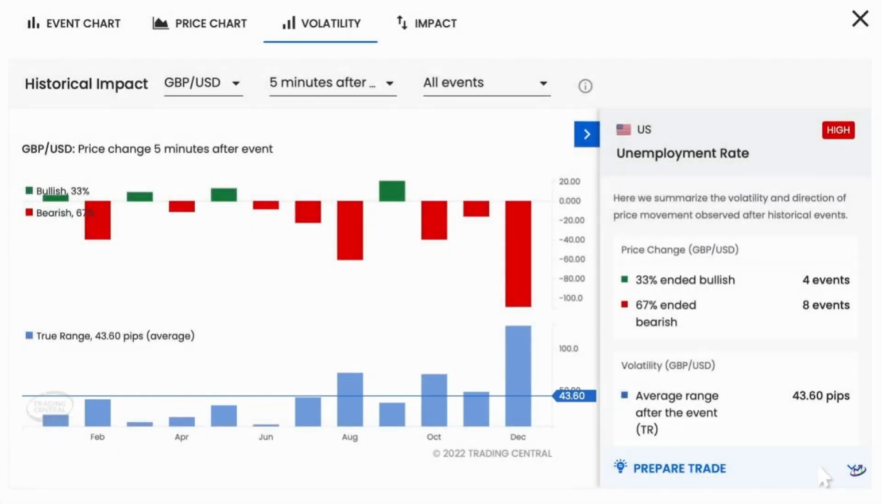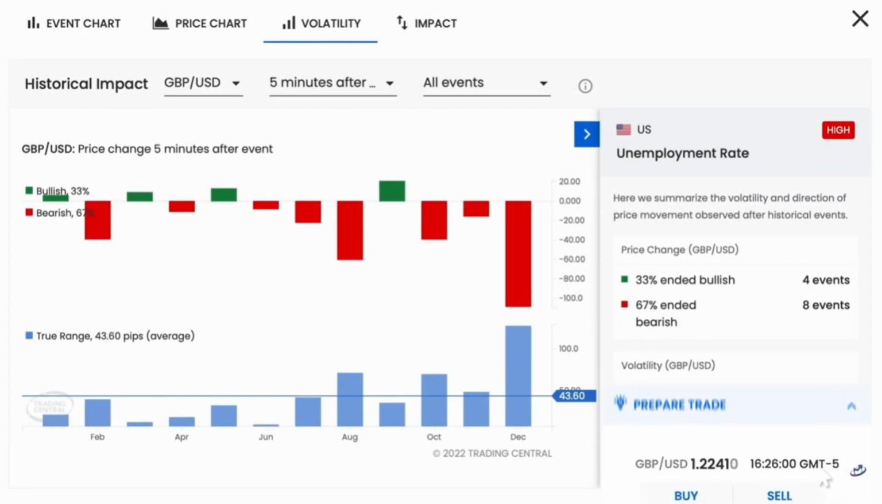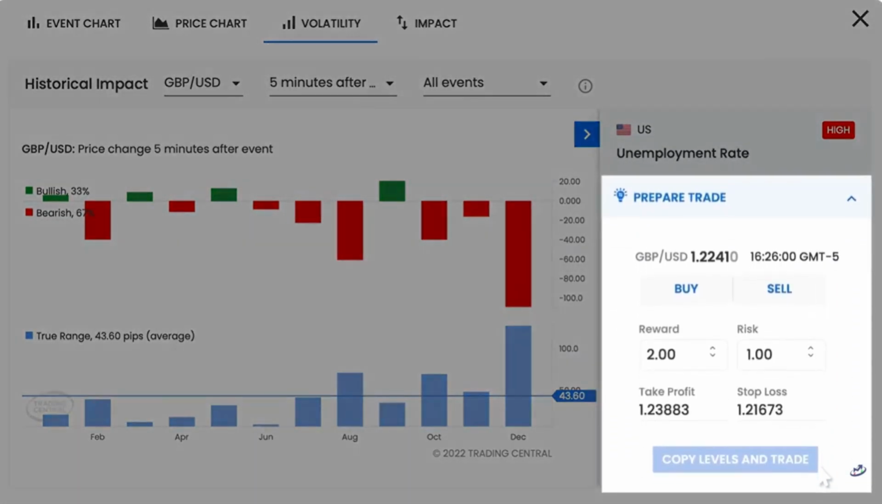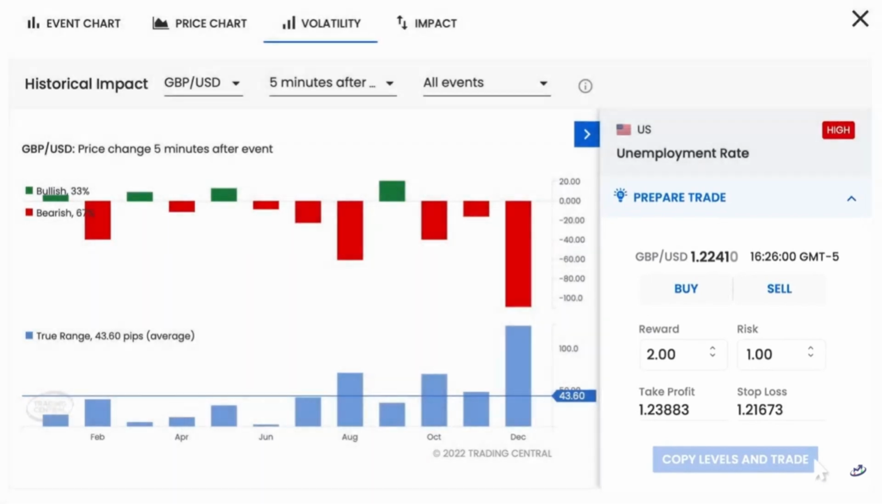In the Prepare Trade dropdown, you can easily plan your trade levels. This is the current British pound to US dollar price. Then choose your direction to buy or sell, along with a risk and reward ratio. We use the average true range from past events to calculate the corresponding take profit and stop loss levels. The risk-reward ratio, most commonly used in FX trading, is 1 to 2, so I'm going to leave this as is. Now I'm ready to copy the levels over to my brokerage order page and place my trade.